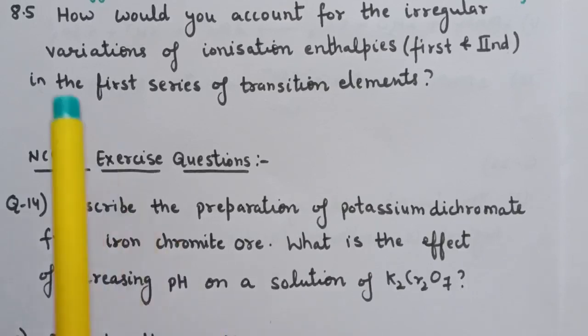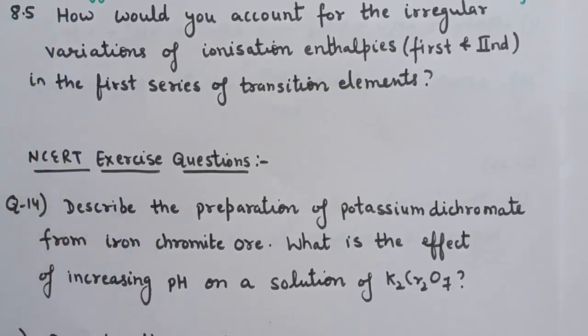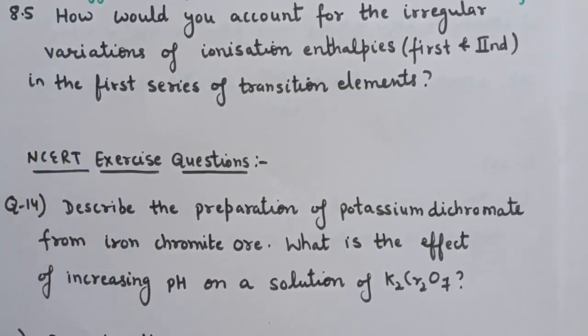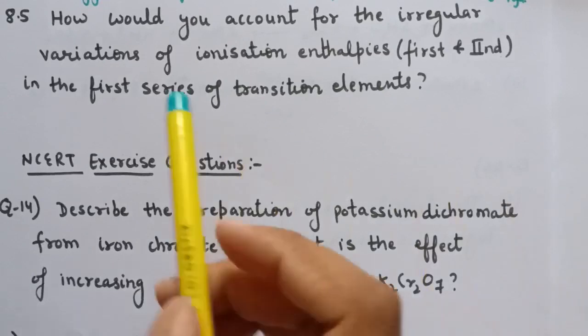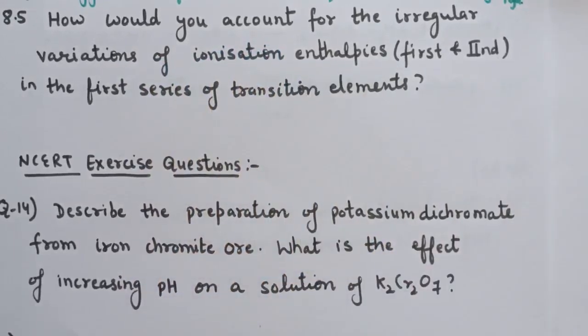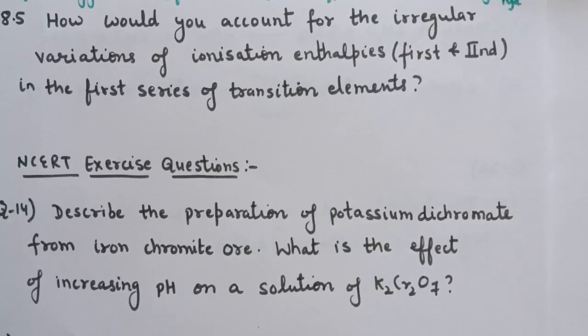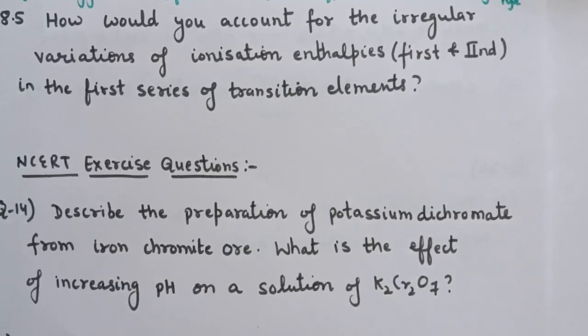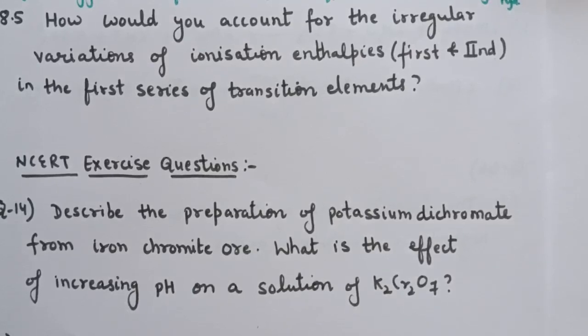Next question is question number 8.5. How would you account for the irregular variations of ionization enthalpy, that is first and second, in first series of transition elements? And the answer is irregular variation in ionization enthalpies is mainly attributed to the degree of stability of different 3d configuration.